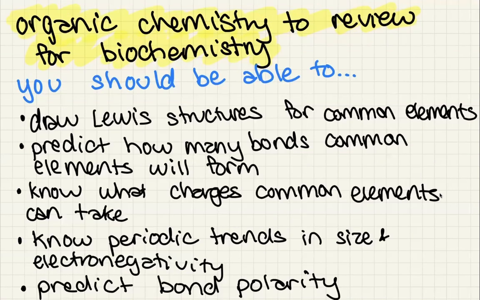You should be able to do things including drawing Lewis structures for common elements. We'll go over what these elements are. We're talking carbon, hydrogen, phosphorus, nitrogen, sulfur, selenium, occasionally, things like that. You should be able to predict how many bonds common elements will form, know what charges they can take, and which charges they commonly take, know the periodic trends in size and electronegativity, and predict bond polarity.